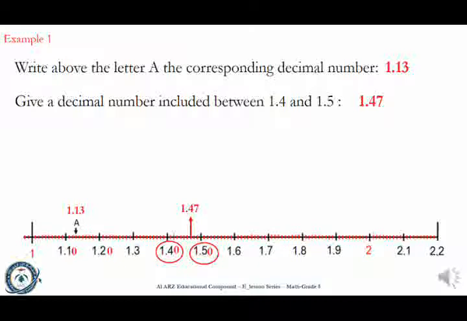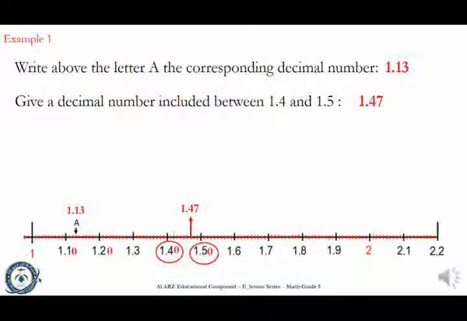Second question. Give a decimal number included between 1.4 and 1.5. There are many decimal numbers between them. But you can't see them unless you add useless zeros and you start dealing with hundredths. Let's see this in the number line. This is 1.4 and this is 1.5.